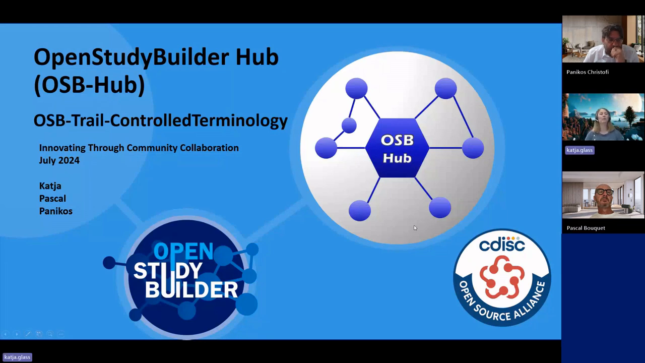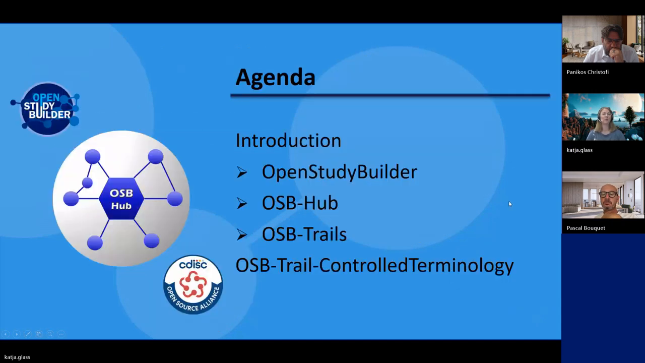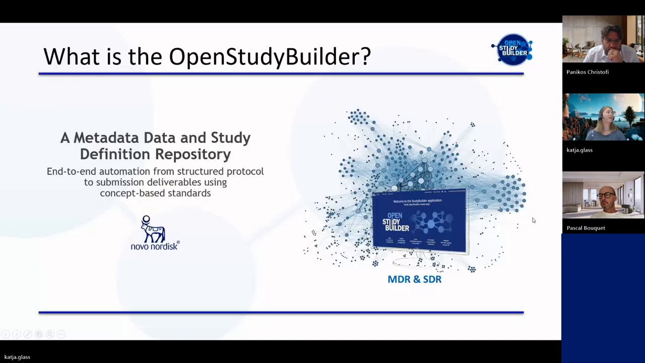So first of all, I would like to let you know what the OpenStudyBuilder-Hub is, and then we are going to dive into the OpenStudyBuilder Trail for Controlled Terminology, which is a working group we are going to create, or we have created. So there's a very brief introduction to the OpenStudyBuilder, to the OpenStudyBuilder-Hub, and to single trails we are going to run. And then we are going to focus on the OpenStudyBuilder Trail for Controlled Terminology.